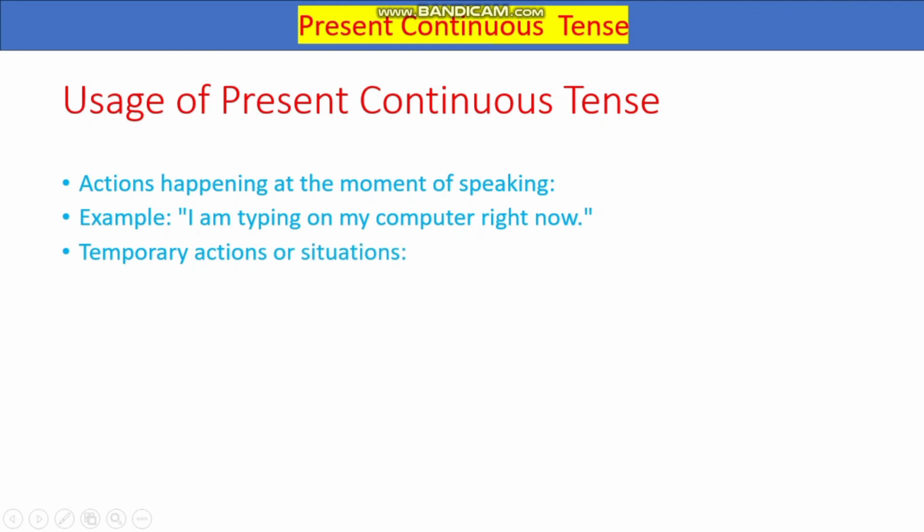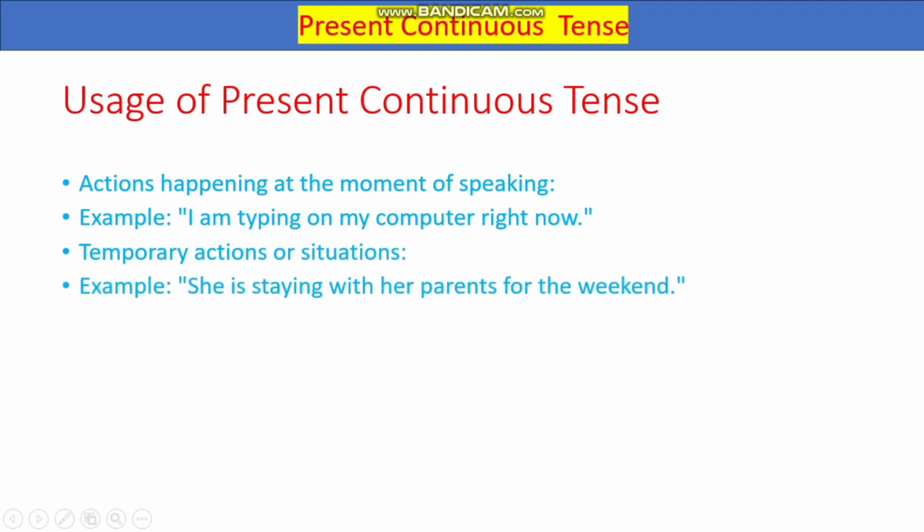Temporary actions or situations, sometimes we use it for temporary actions or situations. She is studying, she is staying with her parents for the weekend. This is a temporary action or situation.